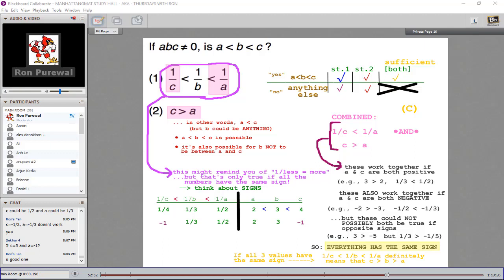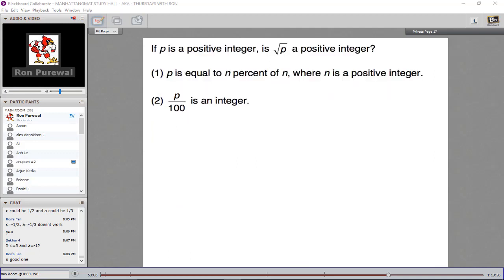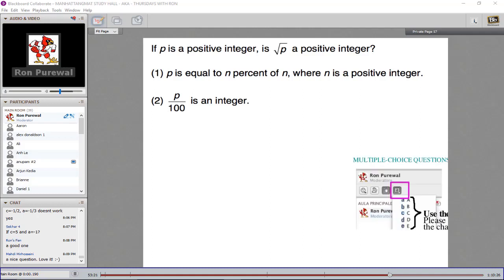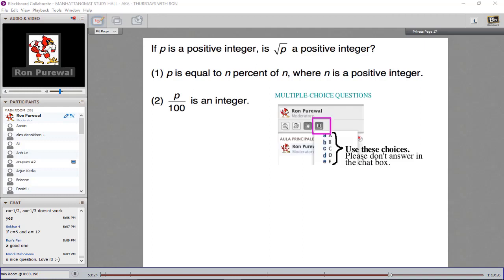All right, let's see if we've got time to do another one. Let's do another one. How about this one? Don't forget where the multiple choice answers are found. Those are here. And it would also help you to make that device. So make that device.